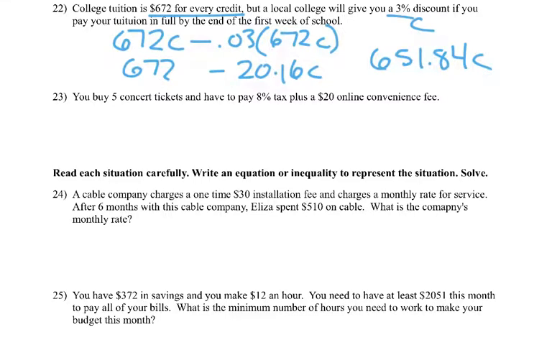23, you buy 5 concert tickets and have to pay 8% tax plus a $20 online convenience fee. So I pay the $20 first. I add to that my 5 concert tickets, we'll call T for tickets. And then we also have to pay the 8% tax. Okay? So plus 0.08 of the cost of the concert tickets.